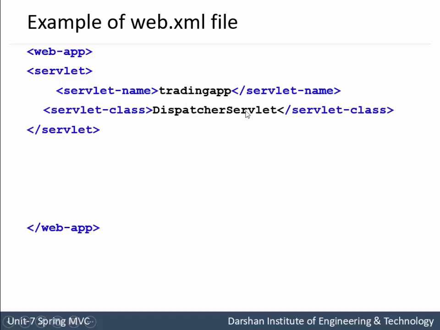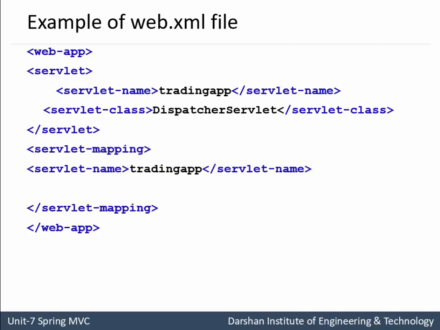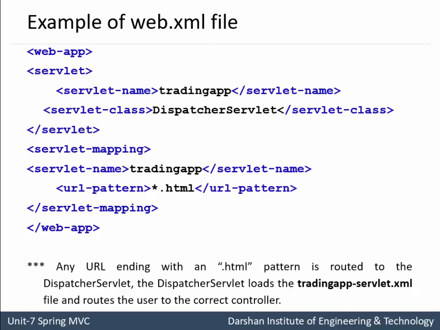So DispatcherServlet is the front controller which will handle the controller unit, which will map to a particular controller, and then the control is passed to the model. Then servlet mapping, servlet name trading app, same, URL pattern *.html. Now this means that any URL ending with the .html pattern is routed to the DispatcherServlet.